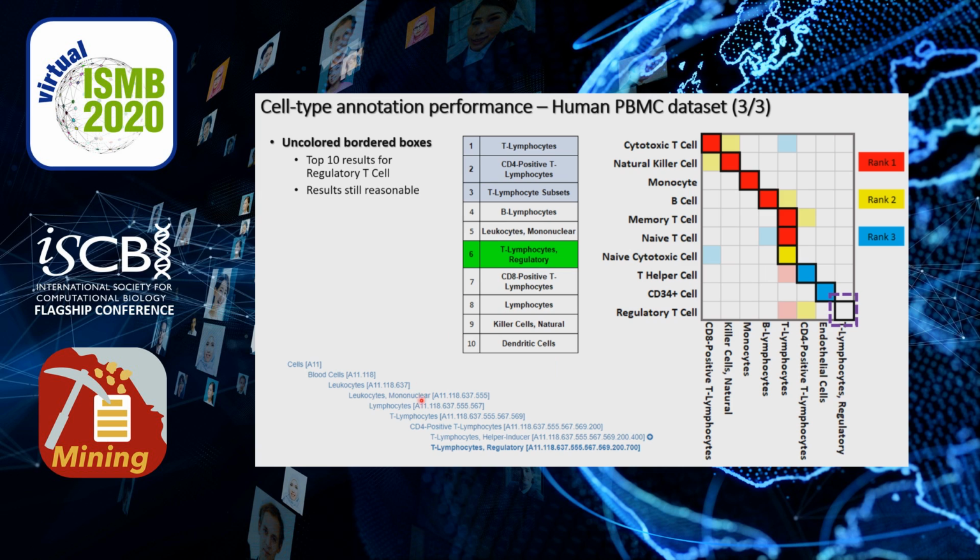For example, the first result, T lymphocytes, is actually the direct supercategory of the second result, CD4 positive T lymphocytes, which is in turn the direct supercategory of the expected result, T lymphocytes regulatory. Therefore, the top retrieval results are actually still reasonable and promising.